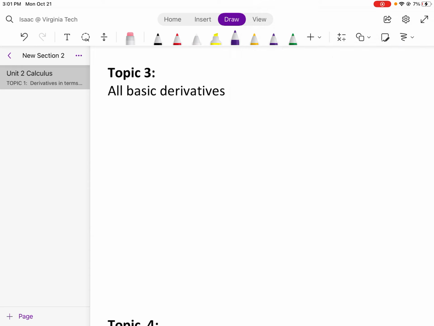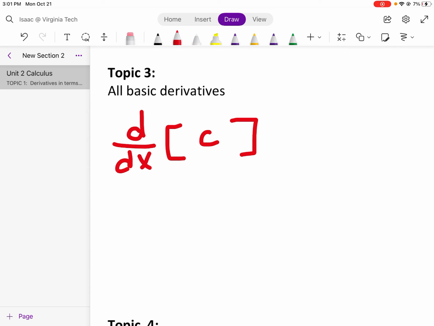Okay, so let's talk about the different basic derivatives. So if I take the derivative, and when I do derivatives, I'm usually going to say d dx. If I take the derivative of c, well, I have to tell you what c is, and I'm saying that c is a constant. If you don't remember what that means, it's just a number, any number. If it's not something that has a variable in it, if it's just a number, the derivative of that always equals 0. Now that might seem pretty straightforward, right?